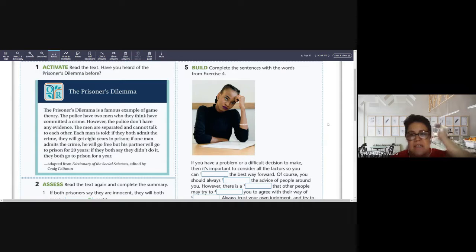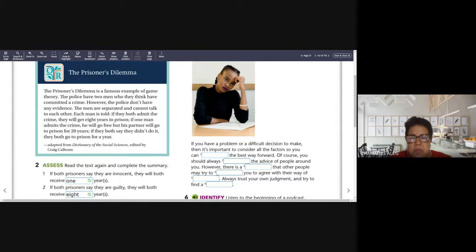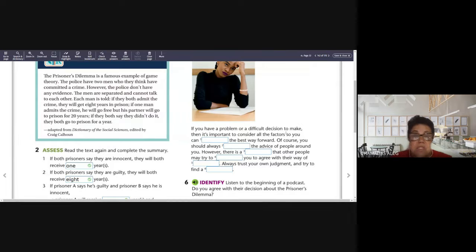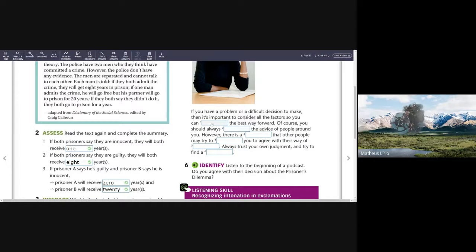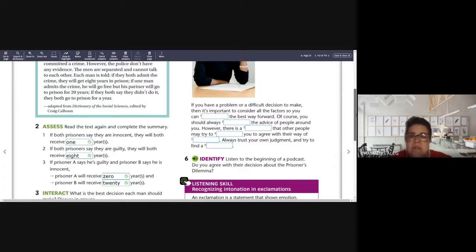So let's take a look there. I will disable this so we can see that. Take a look at the situation. It seems that she has to make a decision. Look at her face. She may be in a dilemma, right? So if you have a problem or a difficult decision to make, then it's important to consider all the factors so you can calculate the best word. Okay.